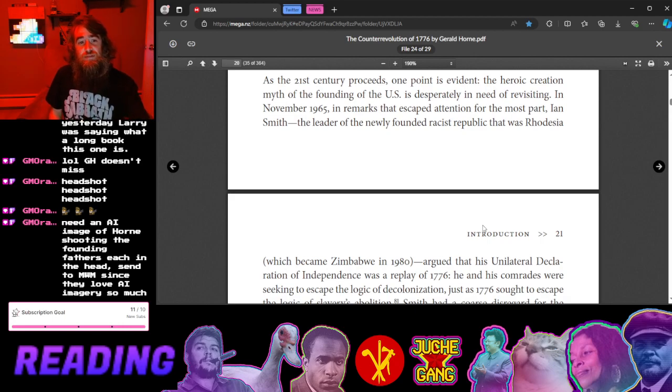As the 21st century proceeds, one point is evident. The heroic creation myth of the founding of the U.S. is desperately in need of revisiting.